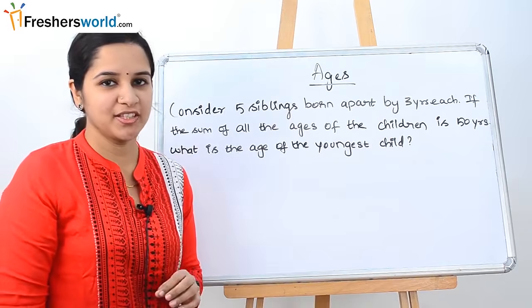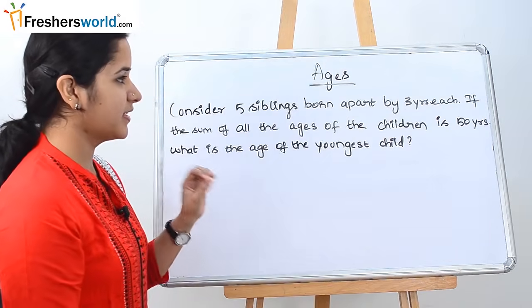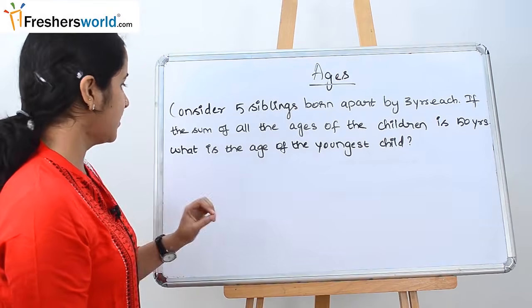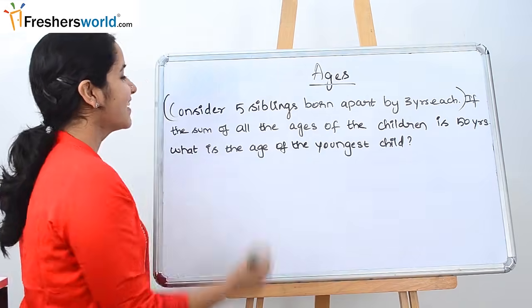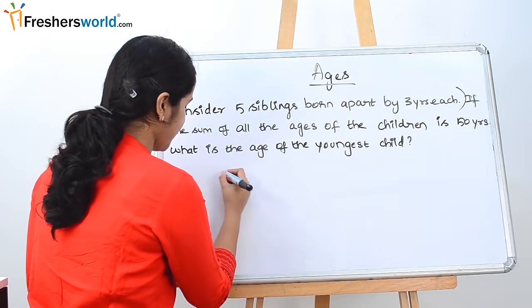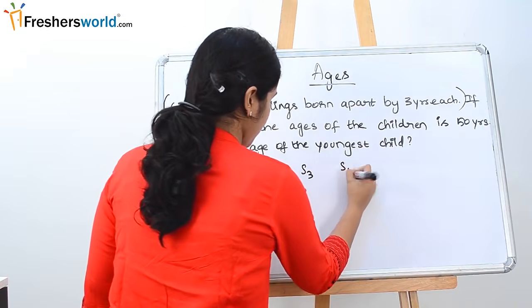So, the next question that they have given is, consider 5 siblings born apart by 3 years each. If the sum of the ages of the children is 50 years, what is the age of the youngest child? So, as I have told earlier, split the question. Consider 5 siblings born apart by 3 years each. So, let's first consider them. So, sibling 1, 2, 3, 4, 5.